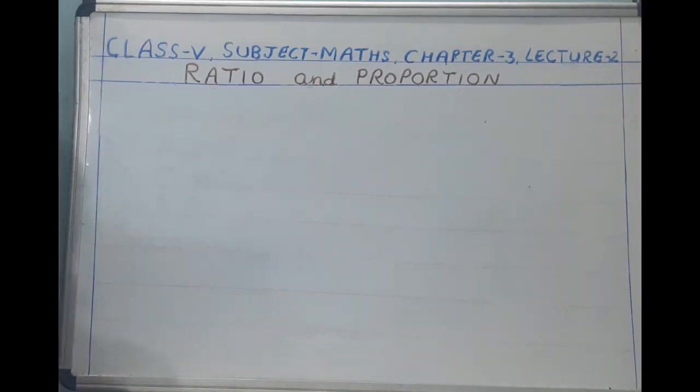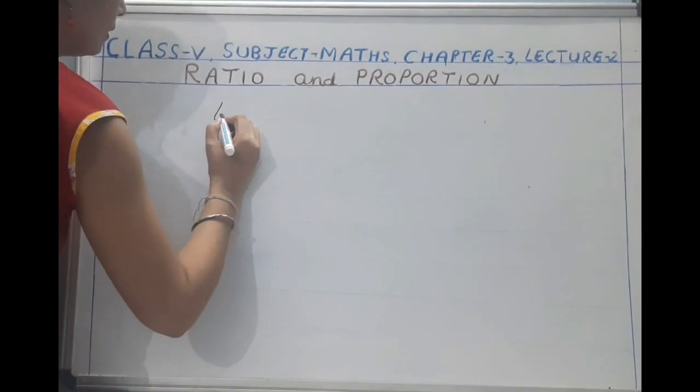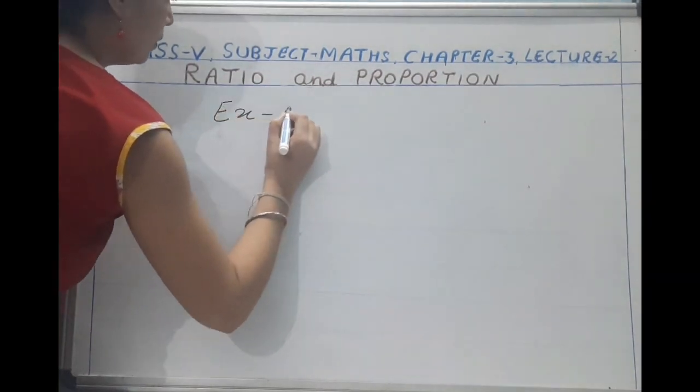Now, if we have to find whether two given ratios are in proportion, we follow the steps. First of all, we will find out the product of means, then product of extremes, then we will check whether this product of means is equal to the product of extremes or not. Okay, I will explain you by taking a question of our exercise 3B.